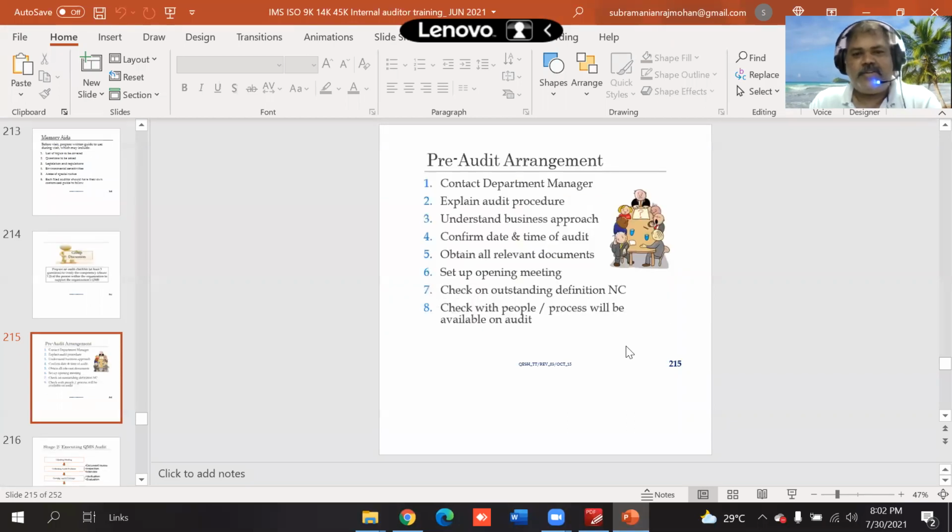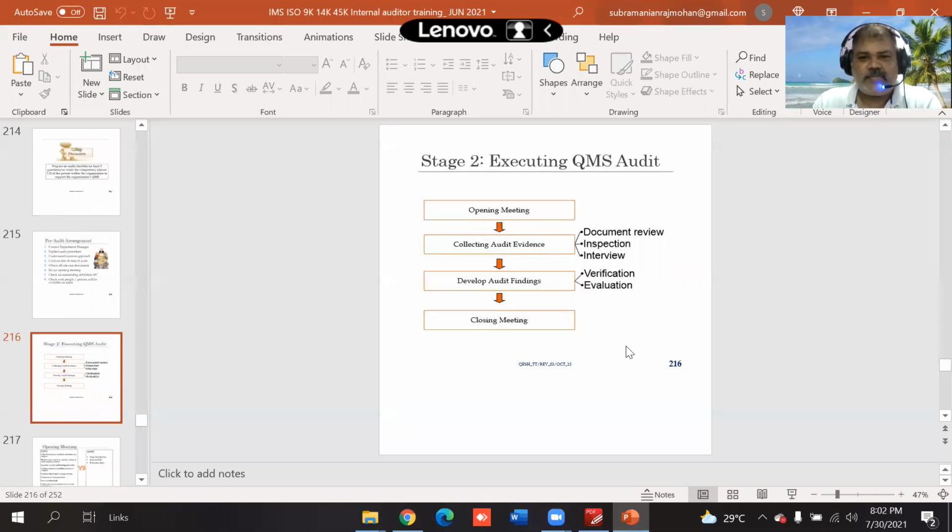Okay, pre-audit arrangement. You contact the manager, explain audit procedures, understand the business approach, confirm the date and time of the audit, obtain all relevant documents, set up the opening meeting and the definition of NC, and check that people and process will be available during the audit. Those things we can check.